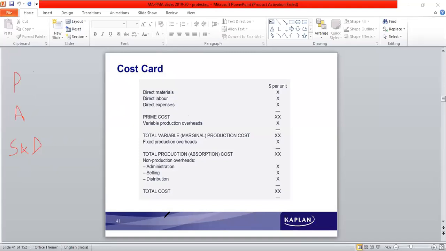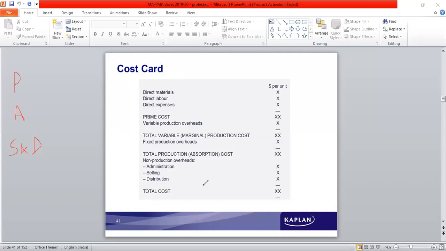All indirect costs, there's another term for that, which is also called overheads. If it is an indirect cost, another term for that is overheads. So production indirect costs are production overheads, administration overheads, selling and distribution overheads. So this is how they are accounted.